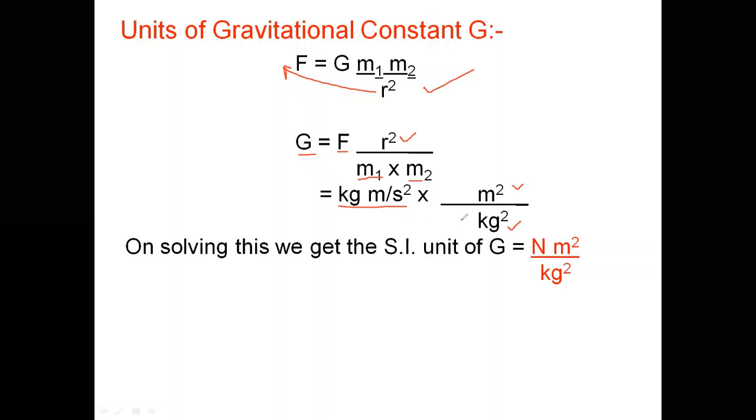Okay, now kg meter per second square we can write as Newton, because the SI unit of force is also Newton. So here we write Newton meter square per kg square, which is the unit of the gravitational constant capital G.